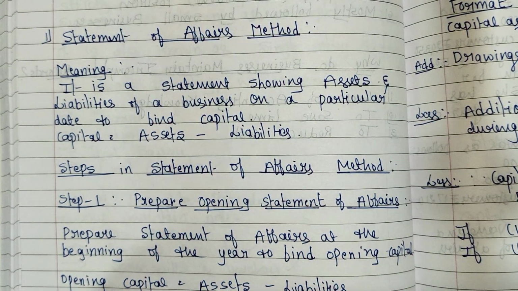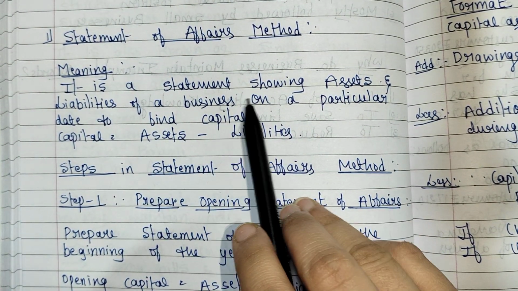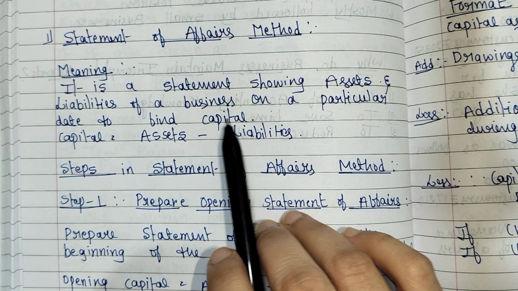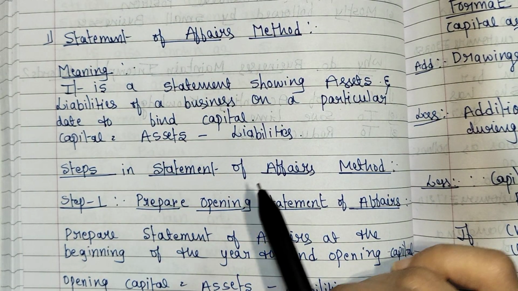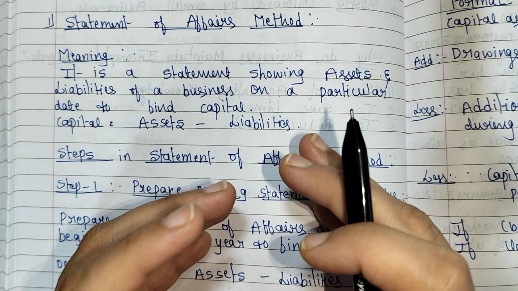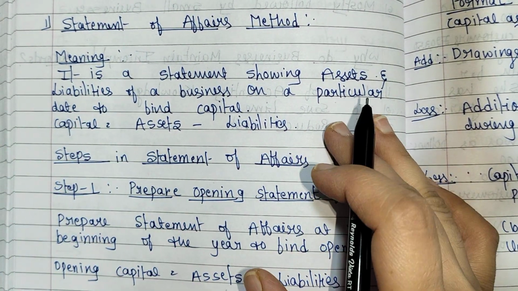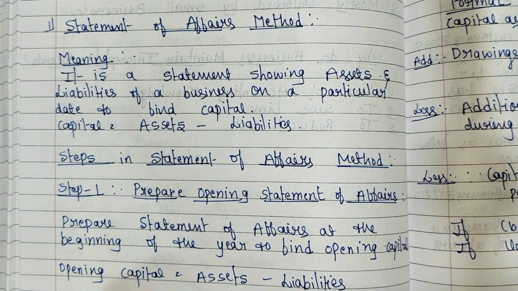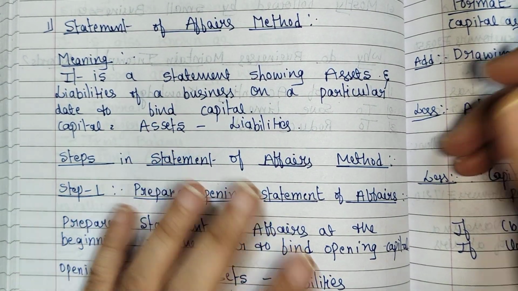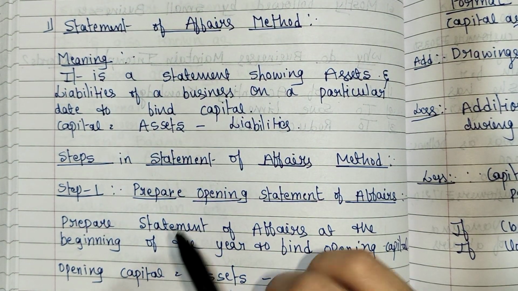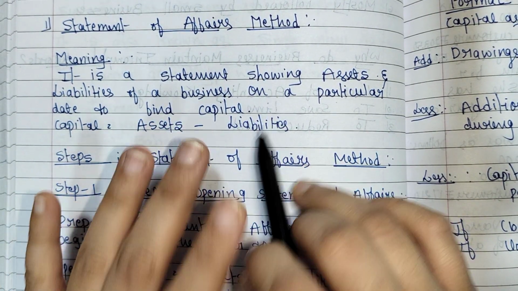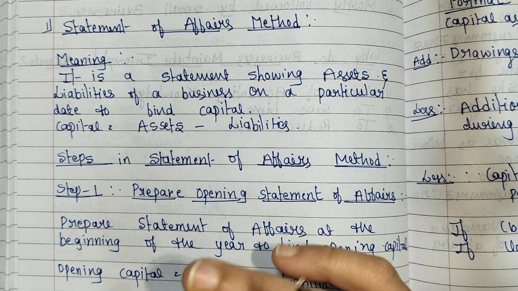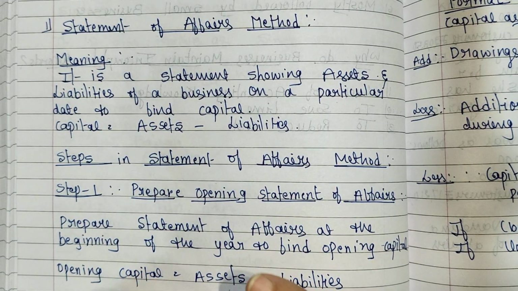See here, statement of affairs method meaning. It is a statement showing assets and liabilities of a business on a particular date to find capital. To find out the capital. So what is the formula of capital? That is assets minus liabilities. Means this is similar to a balance sheet, but it is not a balance sheet. Remember, clear?